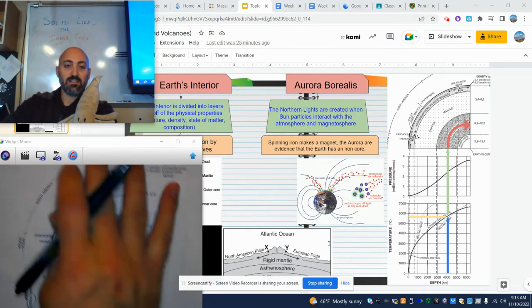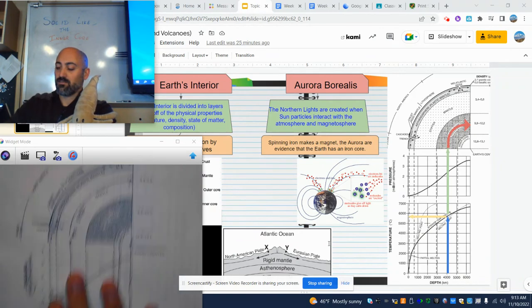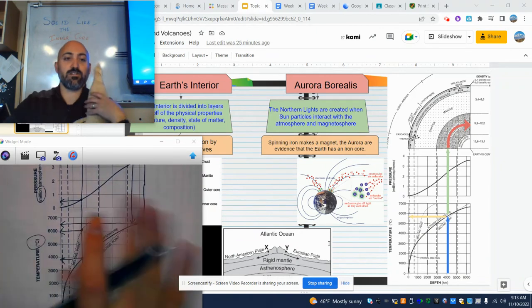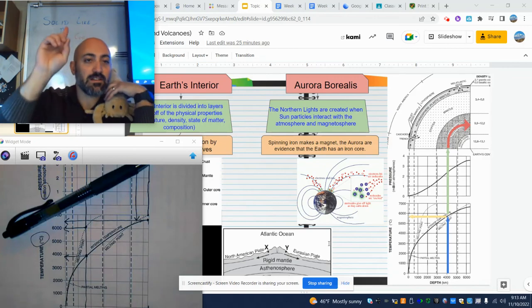Okay, so anything to do with something happening inside the Earth, this is the chart you use. Solid like the inner core.